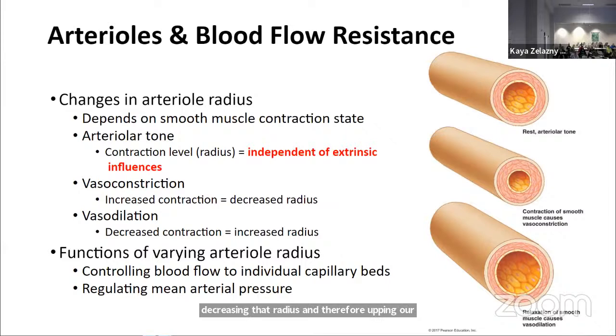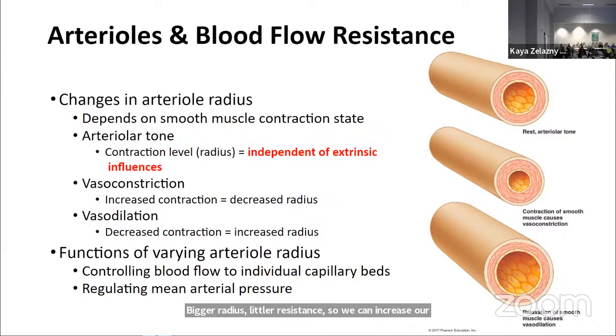Vasodilation: vaso is for our blood vessels, dilation is that expansion. So vasodilation is relaxation, or decreased contraction, kind of the same thing, just a different way of saying that. It increases our radius; bigger radius, littler resistance, so we can increase our flow in this manner.